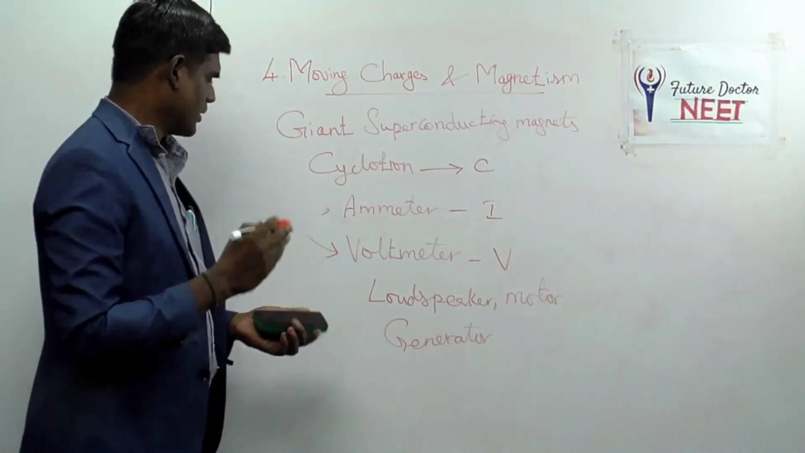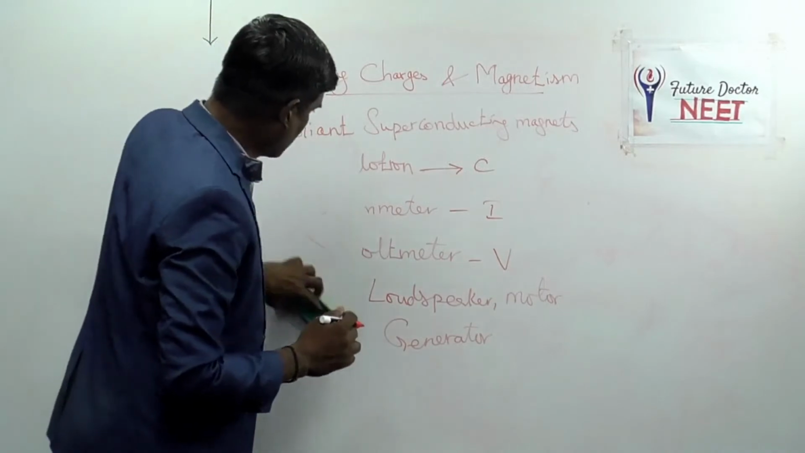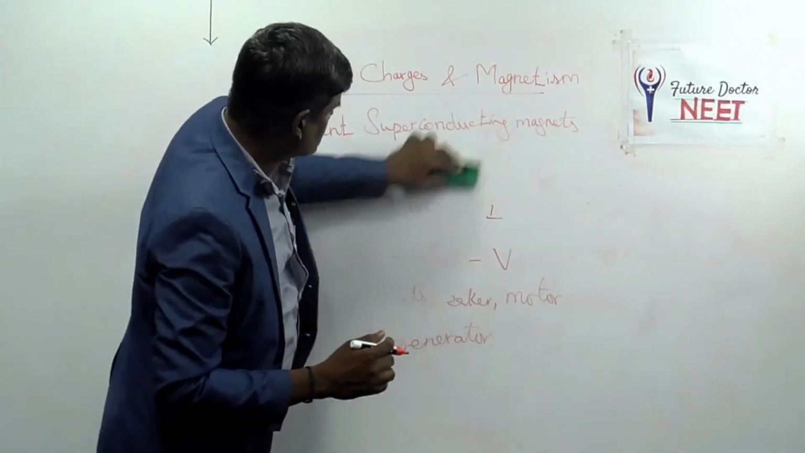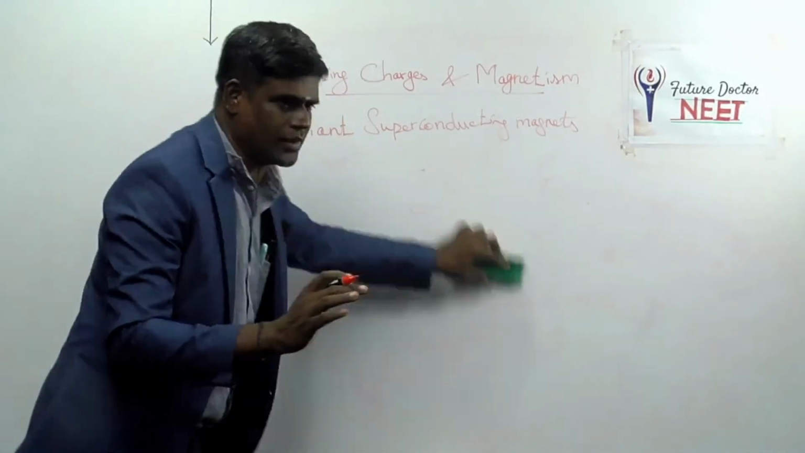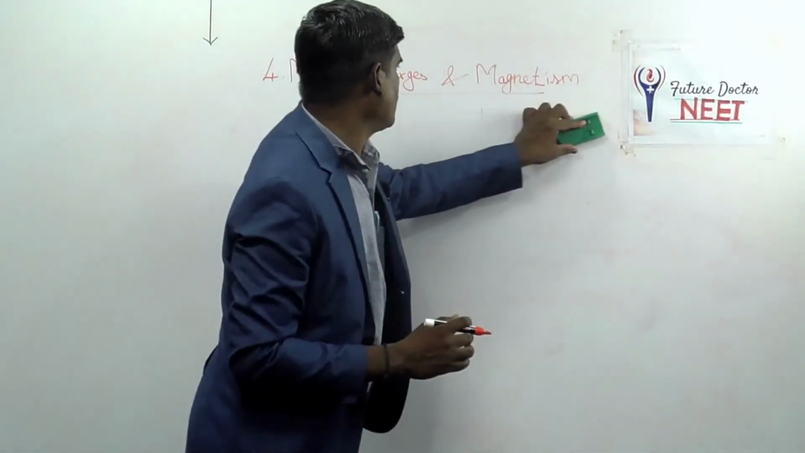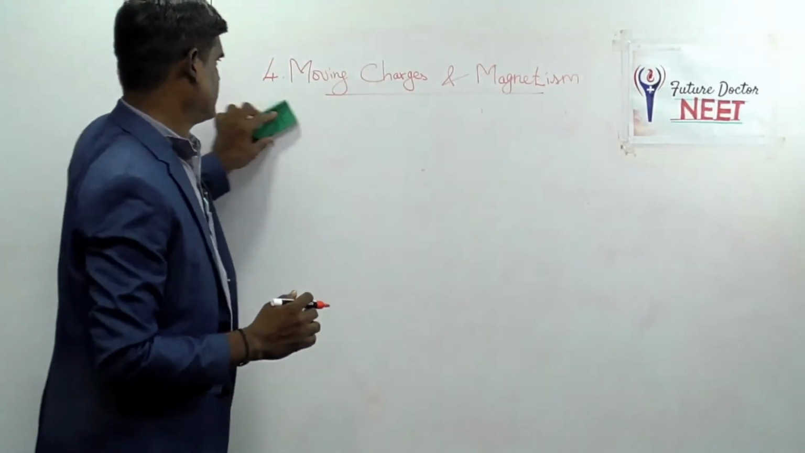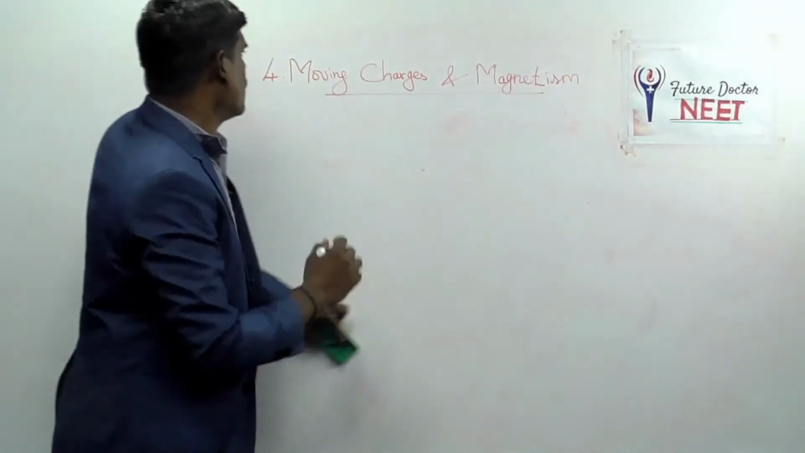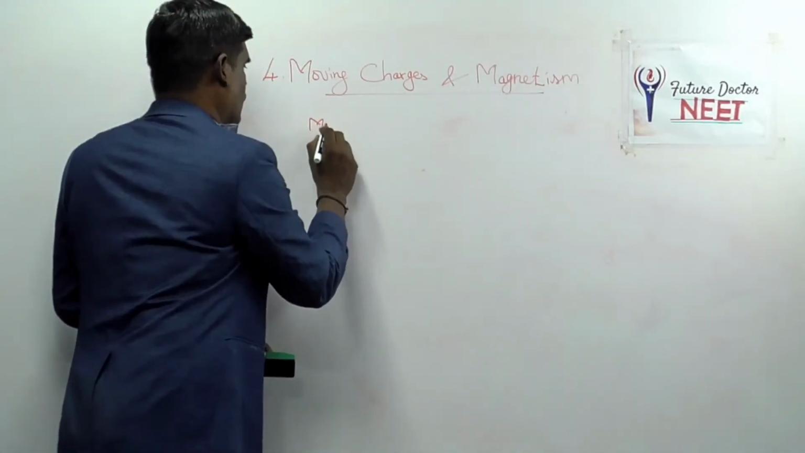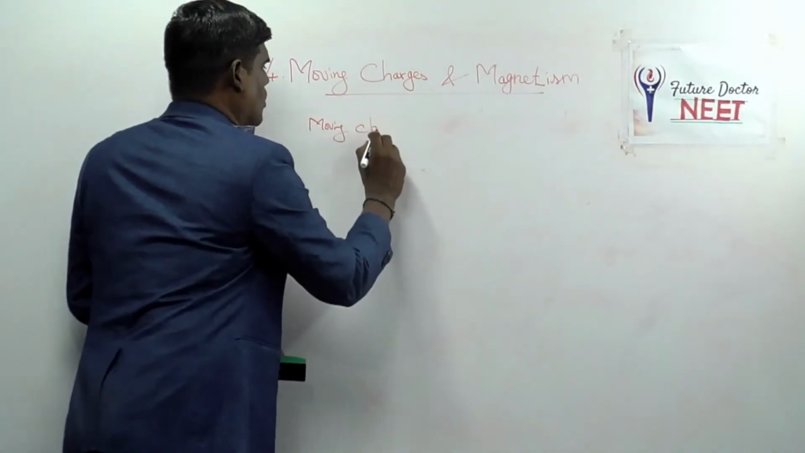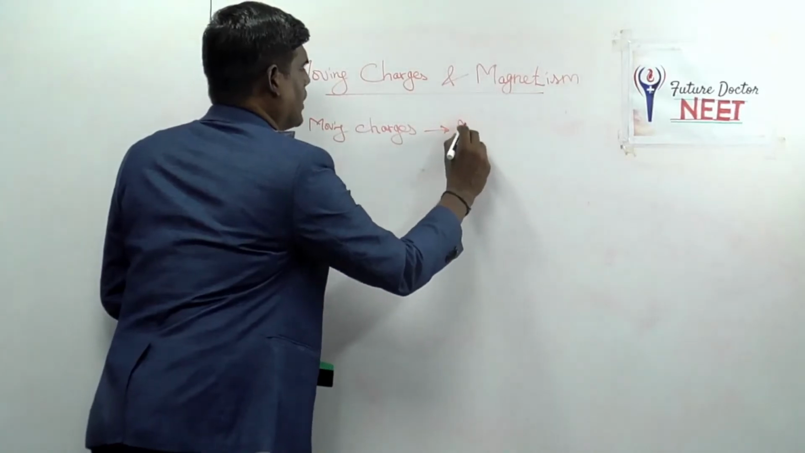Okay. Then, moving charges and magnetism, that is our topic. Charge and magnetism are interrelated, linked. Moving charges are closely linked with magnetism or the magnetic field. That is, a moving charge produces a magnetic field. Moving charges produce a magnetic field.